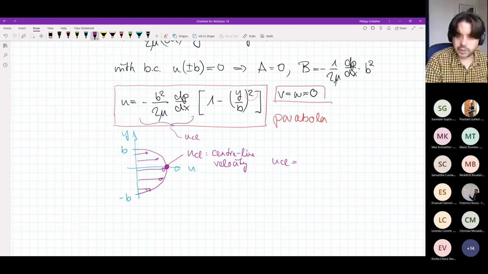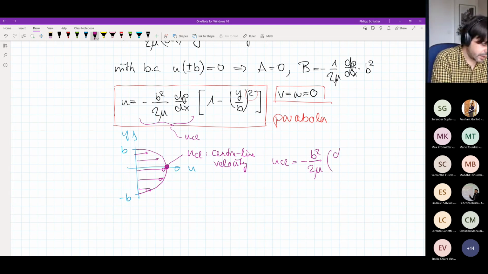This one here would be UCL, because you realize if you put y to be 0 in the equation, then you just get a factor of 1 here in the brackets. So this UCL is minus b squared divided by 2 mu times dp dx. This is the center line velocity.